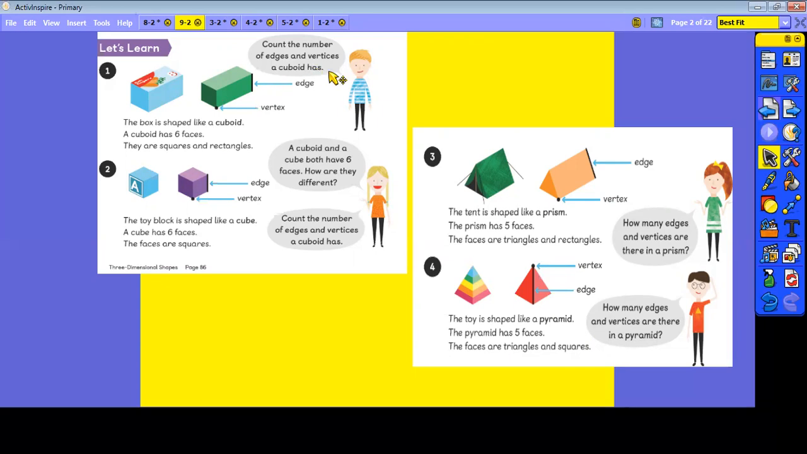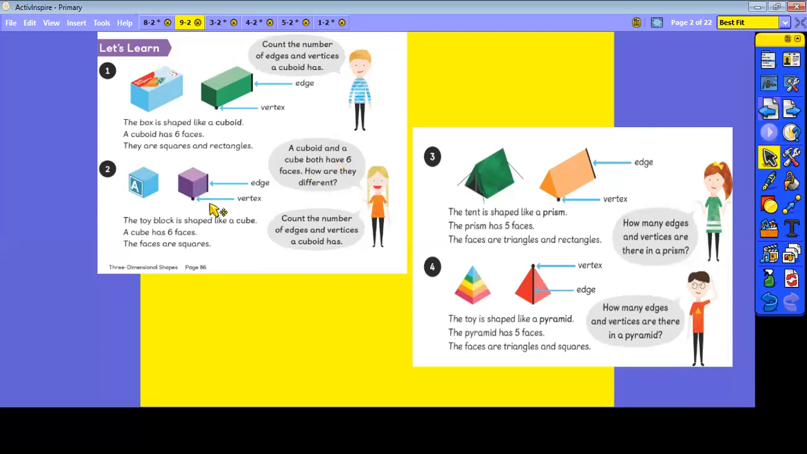And Sam wants you to count the number of edges and vertices of your cuboid too. This is quite important for your guided practice task. So remember what a vertex is, and count the vertices and the edges on your cuboid. And then Hannah wants you to do the same for the cube. She says this toy block is shaped like a cube, and the cube has 6 faces, just like the cuboid. The faces are squares. So Hannah tells us that the cuboid and cube both have 6 faces.